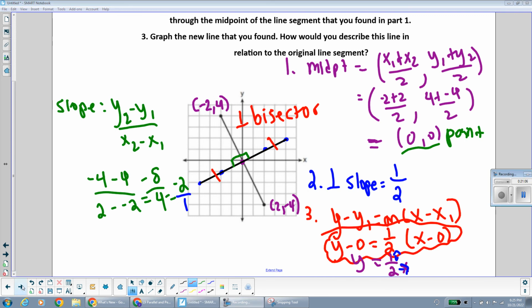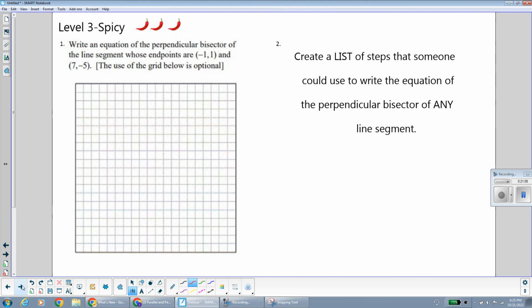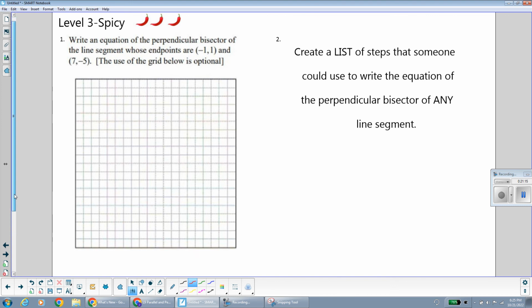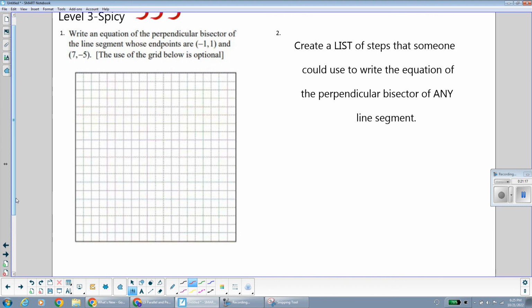We're going to do one more example of writing the equation of a perpendicular bisector. We're going to follow all the same steps that we did in the previous example. So we're told we're writing an equation of the perpendicular bisector of a line segment whose endpoints are -1, 1 and 7, -5.